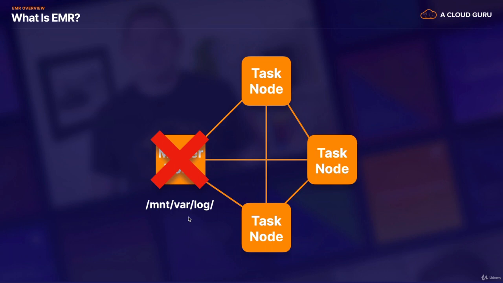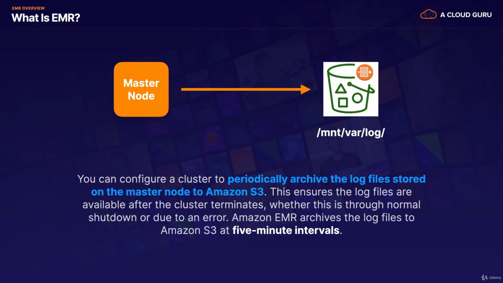What you're going to see in the exam are scenarios where you've got an EMR cluster and you need the log data on your master node to persist. What should you do? Essentially, you move your log data over to S3. You can configure a cluster to periodically archive the log files stored on the master node to S3. This ensures that the log files are available after the cluster terminates, whether this is through a normal shutdown or due to an error. Amazon EMR archives the log files to Amazon S3 at 5-minute intervals.